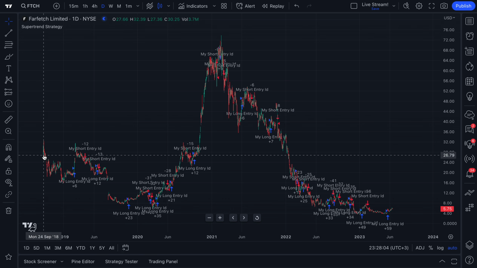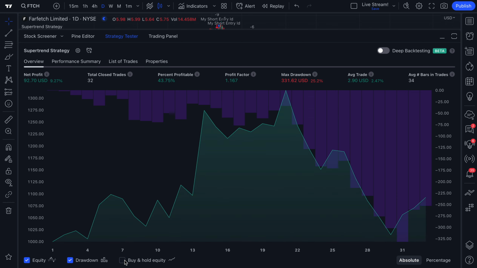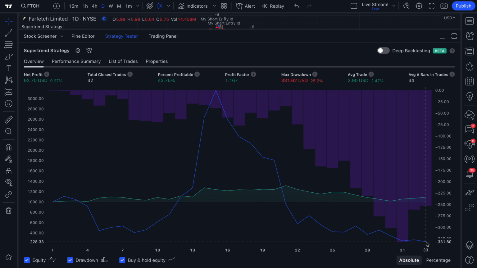So here's another example. This company IPO'd at about $28 back in 2018, but we go to the strategy tester, and as you can see, when we do buy and hold, once again, buy and hold is underperforming, that's the blue line, versus the Supertrend strategy, which is the green line. So you have to make sure that you are absolutely doing comparative analysis like this.